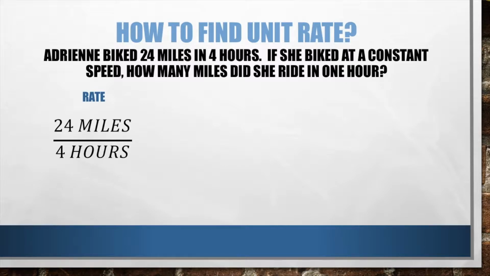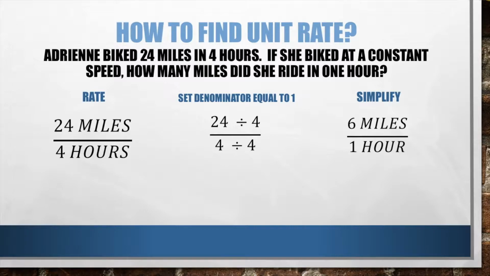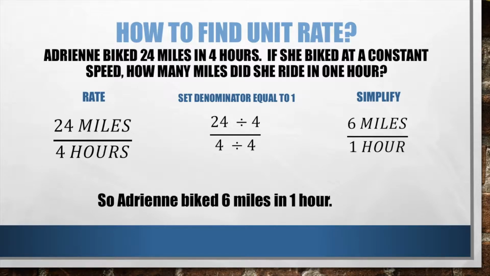So the next thing we're going to do is set the denominator equal to 1. So it would be 4 divided by 4, and the numerator would be 24 divided by 4. When we do that, we're working to get our unit rate again, setting the denominator equal to 1. We'll simplify that out. 24 divided by 4 gives us 6. So we have 6 miles in 1 hour. That means Adrienne can bike 6 miles in 1 hour. So that's what a verbal description of a unit rate looks like.